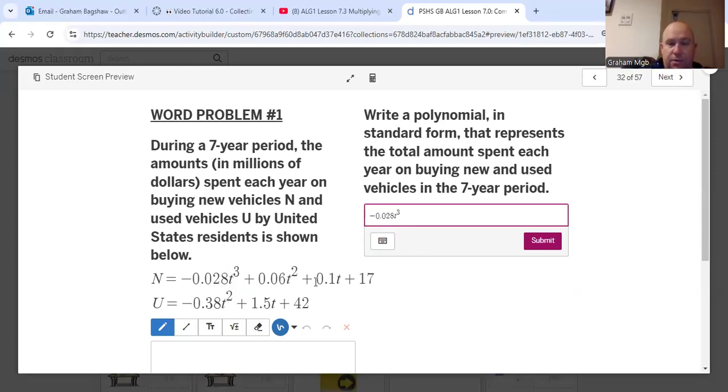0.06 add negative 0.38. You can check on decimals if you wish, but I promise you that it's this. And then the same for the t's. I got positive 0.1, and I'm going to add positive 1.5 to it. That would be positive 2.5. And then at the end here, I got positive 42 and positive 17. So if I add those together, that will give me positive 59.